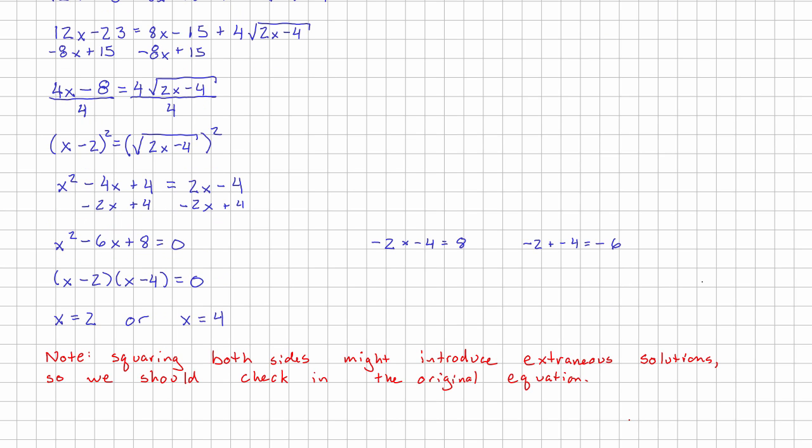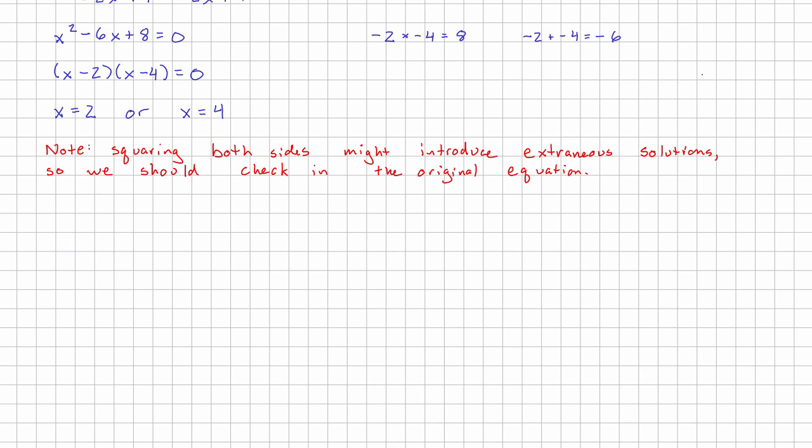Now, remembering that squaring both sides has the potential to introduce extraneous solutions, we take these numbers back and check them in the original equation. Recall our original equation was square root of 12x minus 23 is equal to twice the square root of 2x minus 4 plus 1.